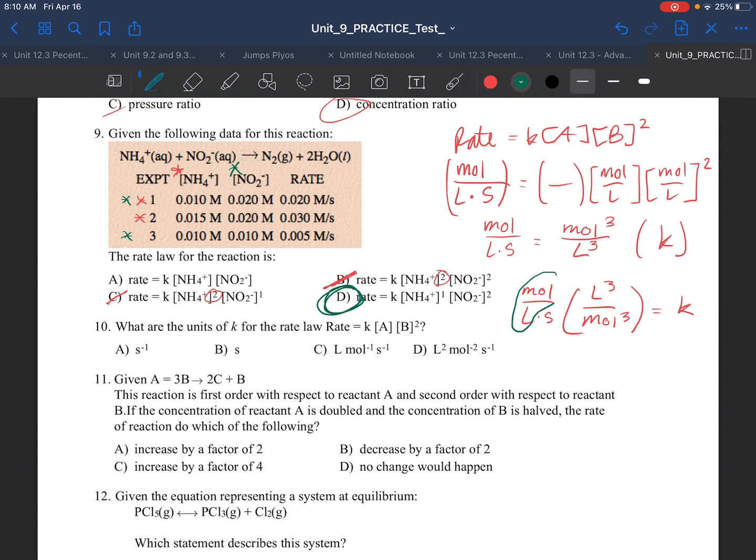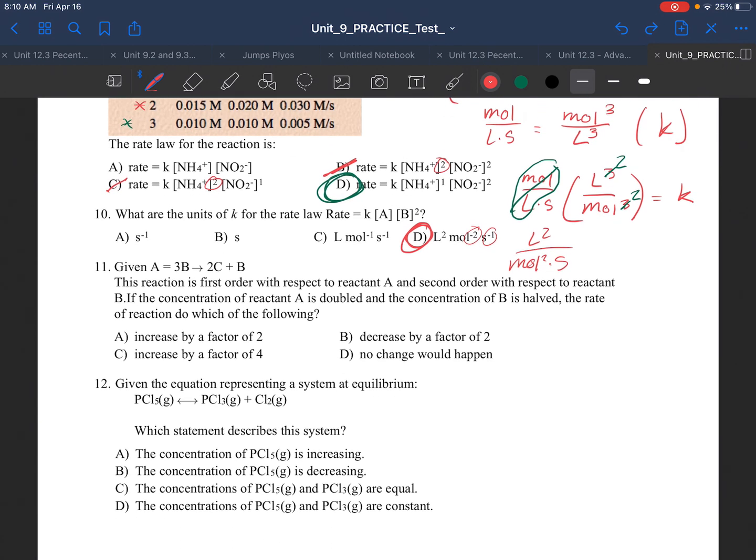One moles per liter cancels out with one of the moles per liters on the other side. So we're going to change these to the powers of 2 so that you get that your units are D. So make sure that you know when you see negative exponents, it just means it's in the denominator. So liters squared over moles squared times second is the same thing as what's shown in your answer there.